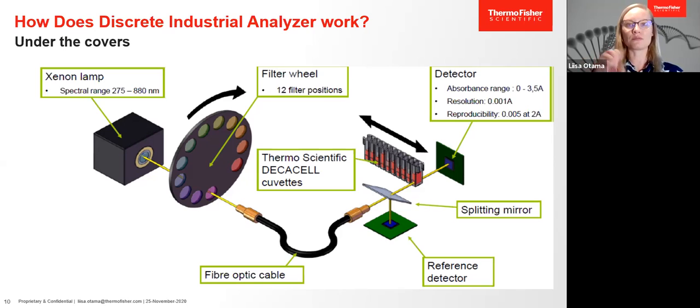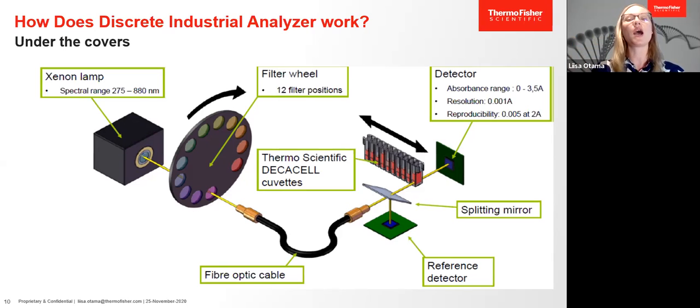The light that comes through the xenon lamp goes through the filter, which rotates very, very quickly. And it is directed through this optical cable towards a beam splitter, or there is a mirror which directs roughly 10% of the light to the reference detector.